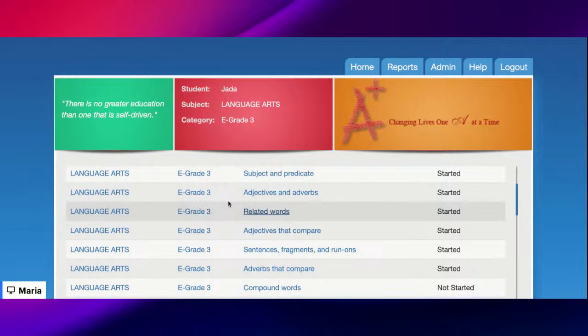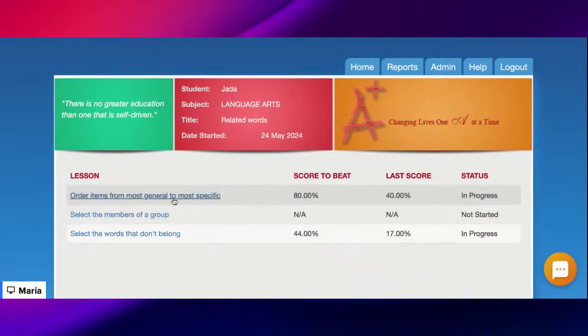So we will complete two lessons from related words. We will go with other items from most general to most specific and select the members of a group. So the other one will be in the next class. So we'll do the first two today.